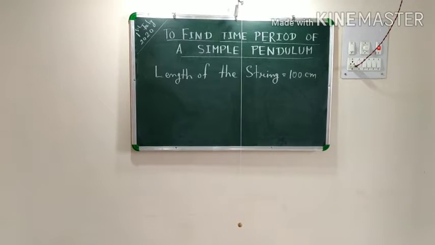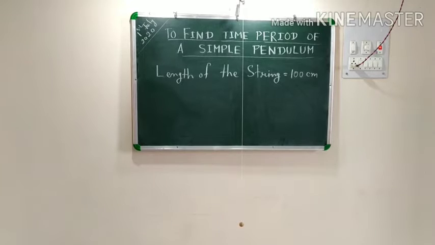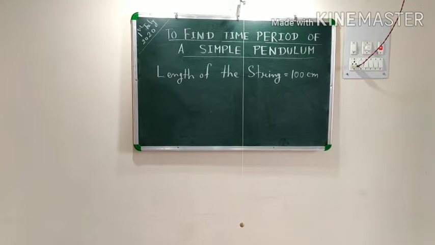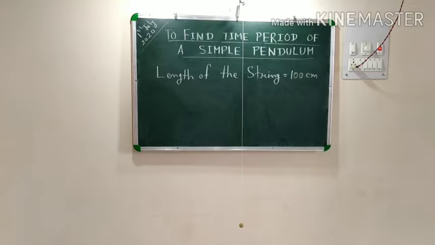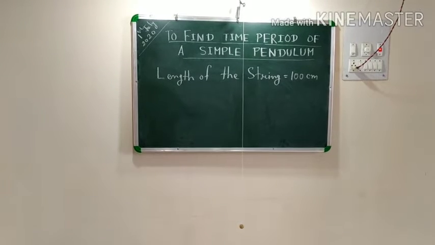To measure the time period of the simple pendulum, we need a stopwatch. If a stopwatch is not available, we can use a table clock or wristwatch or mobile also.